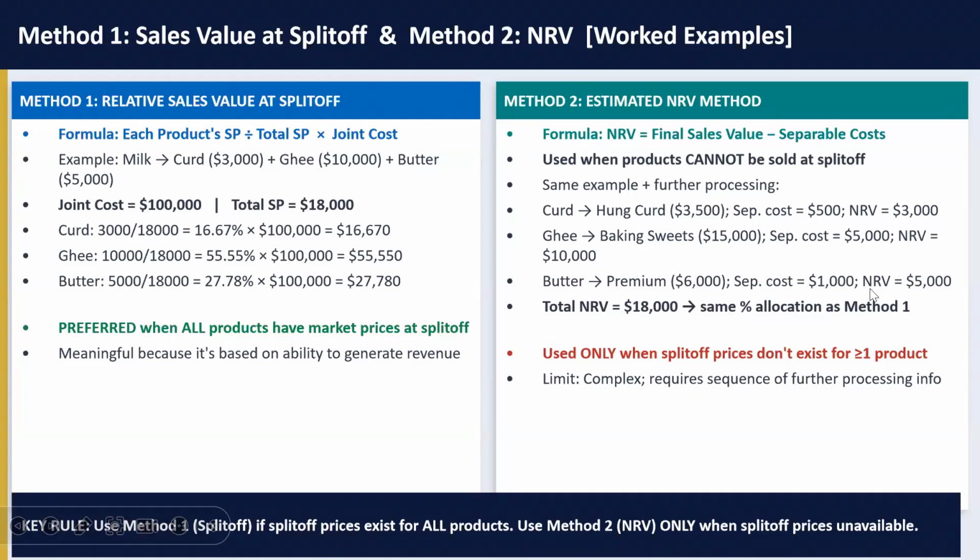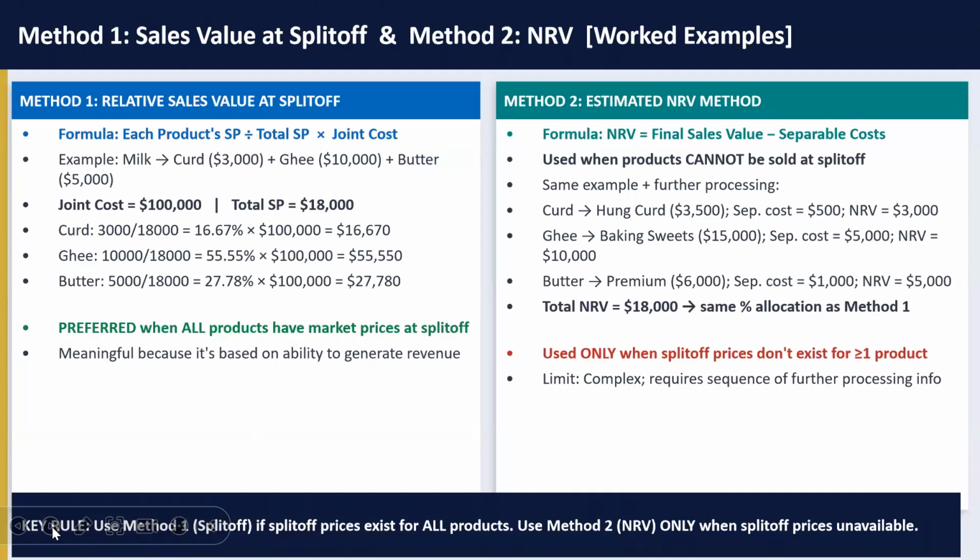So same percentage allocation as method 1. Actually, it need not be the same total NRV. Here, it's just a coincidence. It is used only when split off prices don't exist for one or more of the products. And the limitations, as we discussed already: it is slightly complex and requires information on the sequence of further processing.